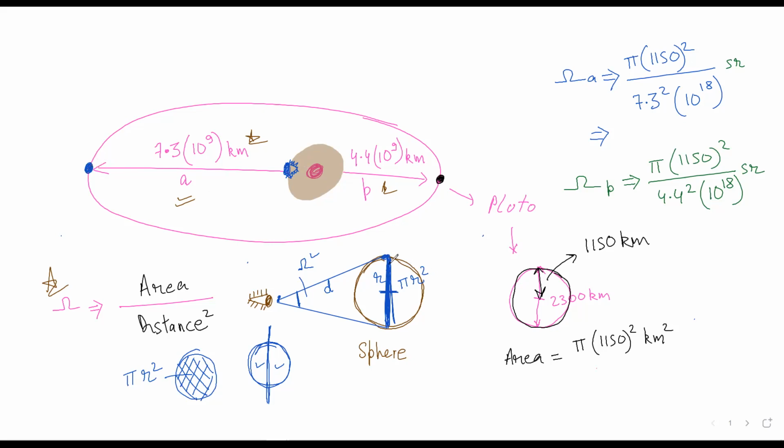This area, this pi r square of Pluto, would be equal to pi into r square. What is r? 2300 kilometer is the diameter of Pluto as per the question. So 1150 kilometer would be the radius of Pluto. Are we clear? Yes. This part is r.